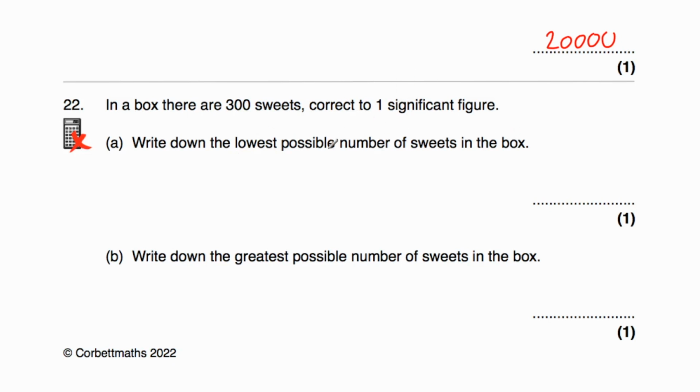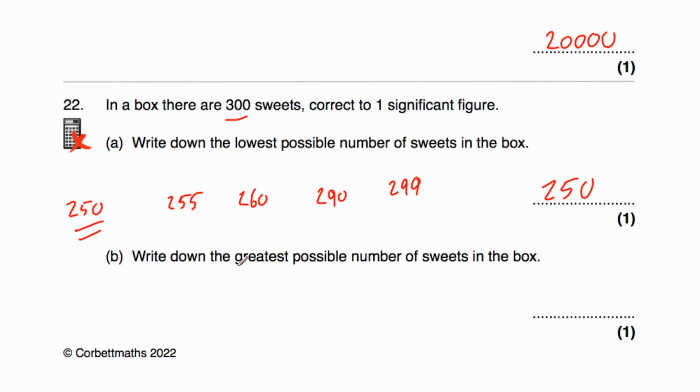Because this has been rounded to one significant figure, we could have had 299. We could have had 290, that would round to 300 to one significant figure. We could have 260. We could have 255, that would round to 300, because if you had 255 and you wanted to round that to one significant figure, it would be 300. We could have anything as low as 250, because 250 rounded to one significant figure would be 300. 249 though would round down to 200, so the lowest possible number of sweets in the box would be 250.